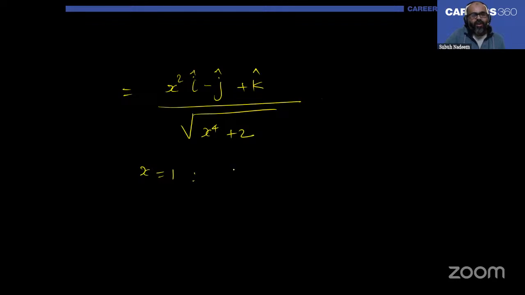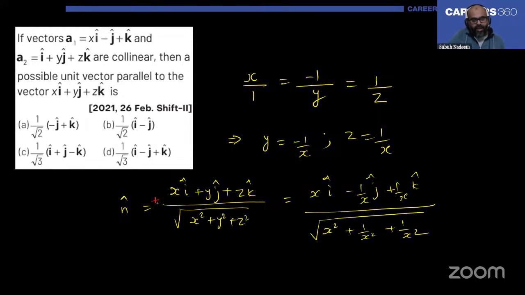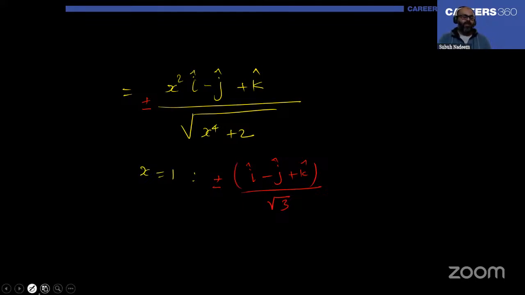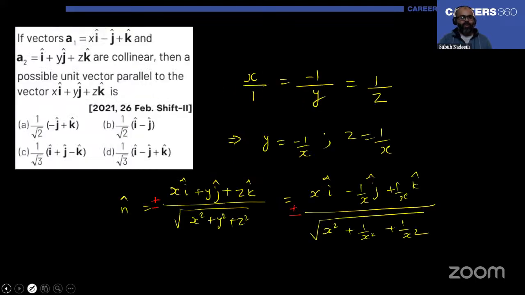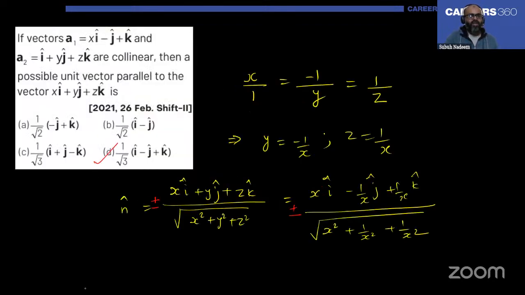So if we take x is equal to 1, this will become, and one more thing, while taking the unit vector, it can have both the directions. So plus minus you have to put. Now for x is equal to 1, you have plus minus i cap minus j cap plus k cap upon, this will be 1 plus 2, 3, that is root 3. So plus minus i cap minus j cap plus k cap by root 3 is the unit vector. Now which option is getting matched with this? So option D is the correct option when we take plus sign.